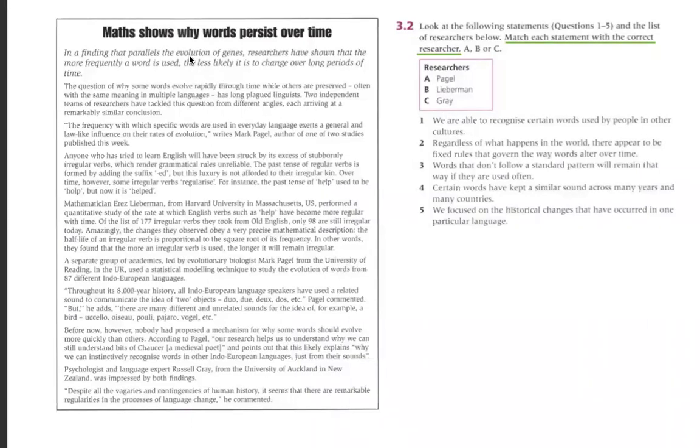So I'll give you 1 minute. I want you to scan read. So just read it as quickly as possible and look for the words Pagel, Lieberman, and Gray. Okay, so you're not skim reading to get a general understanding. You're just scanning for these specific words. Okay, so I'll give you 1 minute. Try to find all of their names. They may appear more than once.